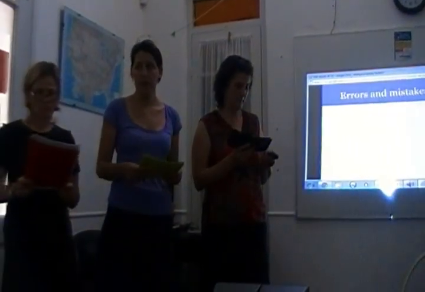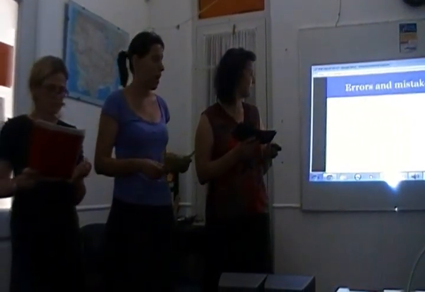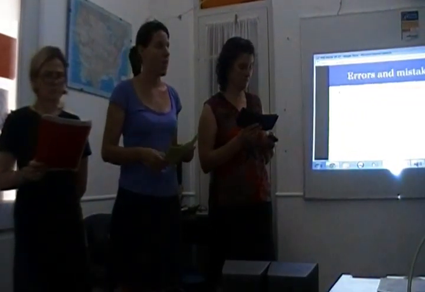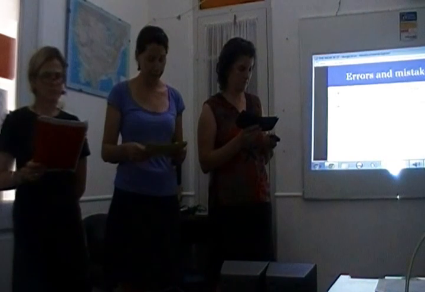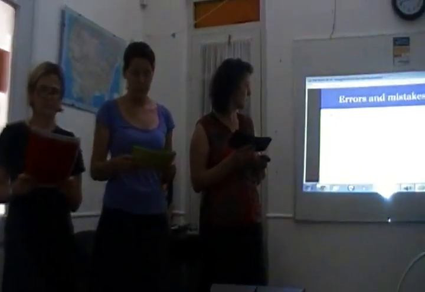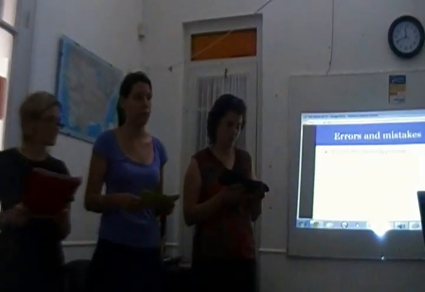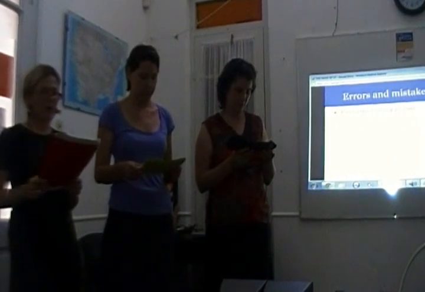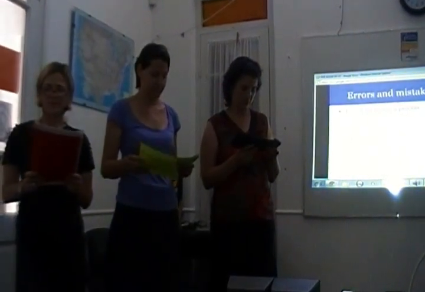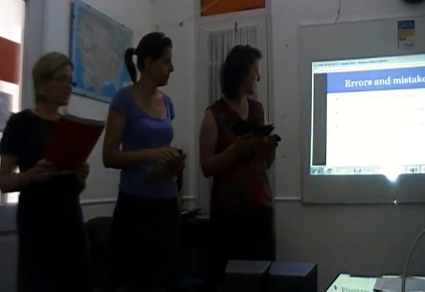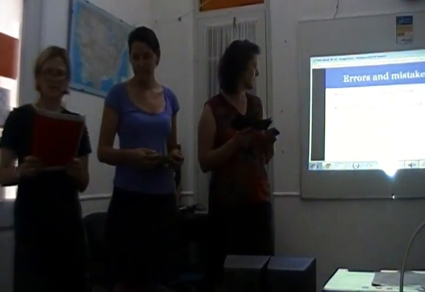Errors and mistakes are a natural part of the learning process. At first glance, these two terms seem interchangeable, but in fact, they are quite different from each other. In everyday conversation, people use these two words interchangeably, but we know that they are different. According to Brown, a mistake refers to a performance error that is either a random guess or a slip, in that it is a failure to utilize a known system correctly.